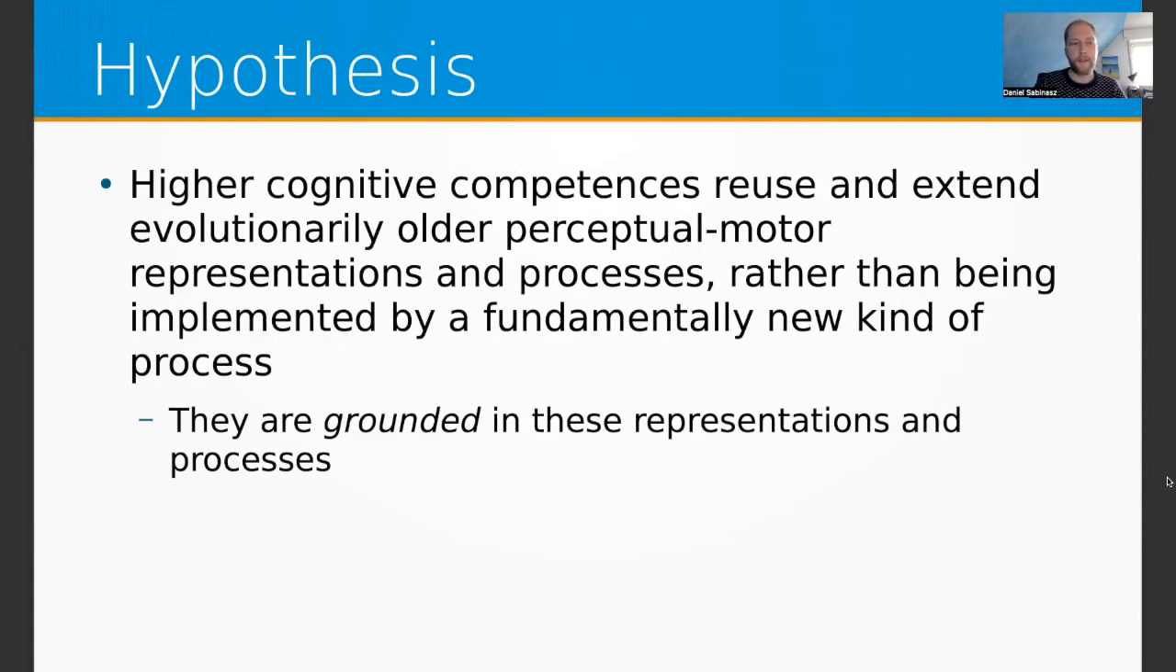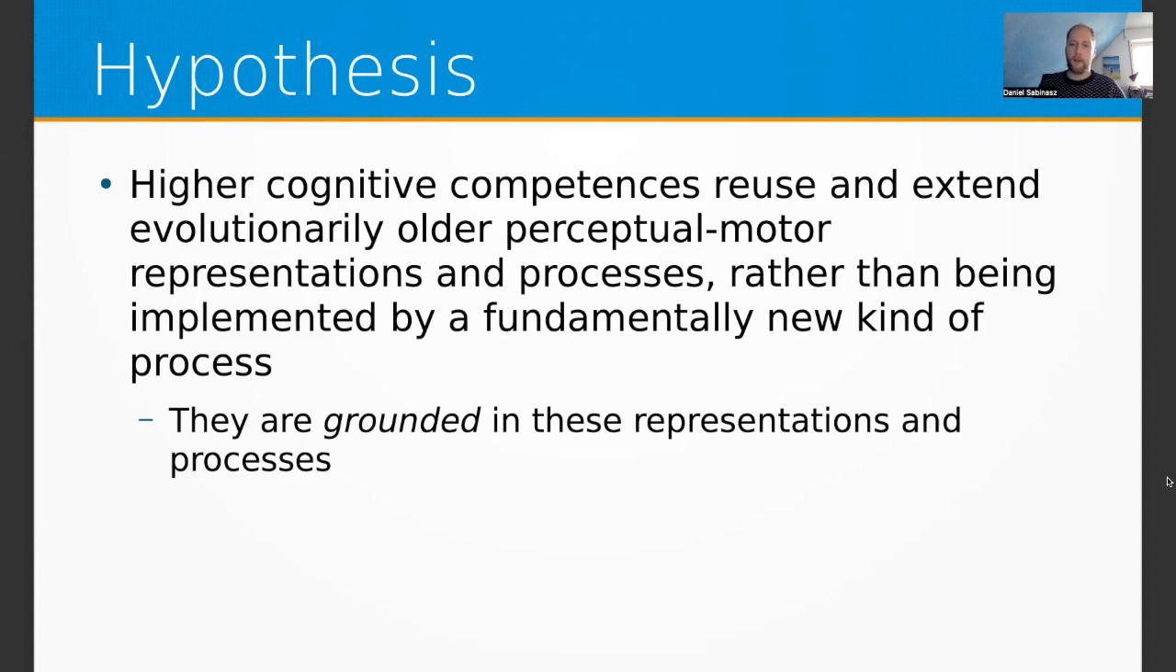Such considerations have then given rise to a hypothesis. I'm framing this hypothesis in a particular way, but I think this is pretty much in line with how Professor Schöner would also phrase it, and I think many of the people in the DFT community believe things that are in line with it. That hypothesis is that higher cognitive competences reuse and extend evolutionarily older perceptual motor representations and processes, rather than being implemented by a fundamentally new kind of process.